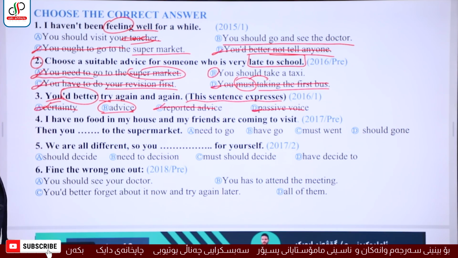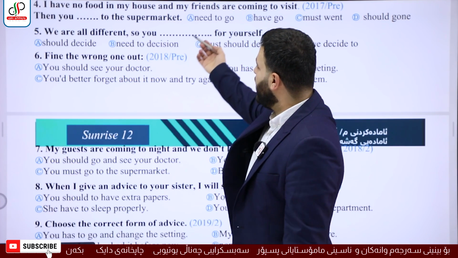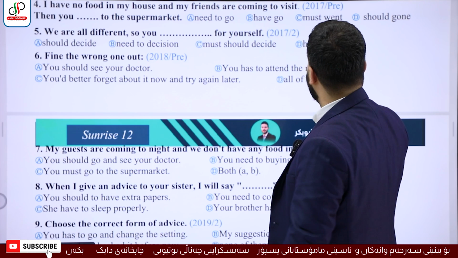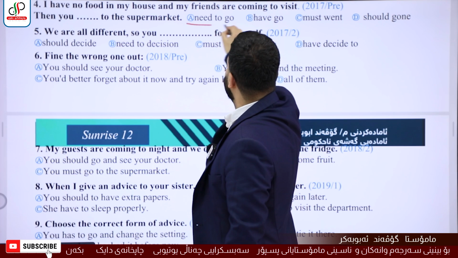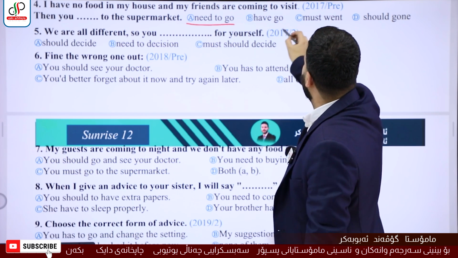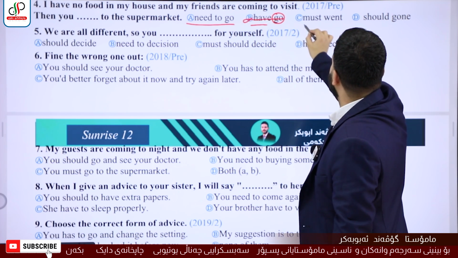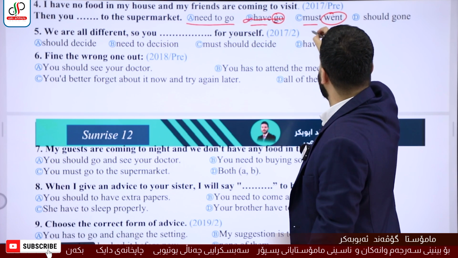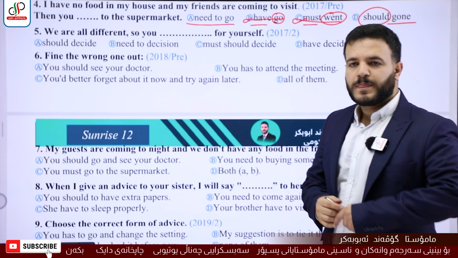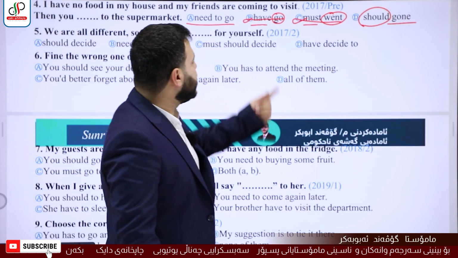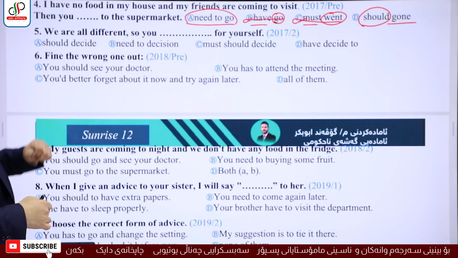Be careful. Okay, number 4, I have no food in my house and my friends are coming to visit. What should I do in that case? Then you blank to the supermarket. Here we have, for example, need to go. Yes, you need to go to the supermarket. Here, grammatically it's wrong because it's have plus base. Must plus went, it's wrong again because went is a past verb, it's not a base verb. And here, should gone, it's wrong again. We have to put base after should, not a PP or past participle form. That's why A is right.